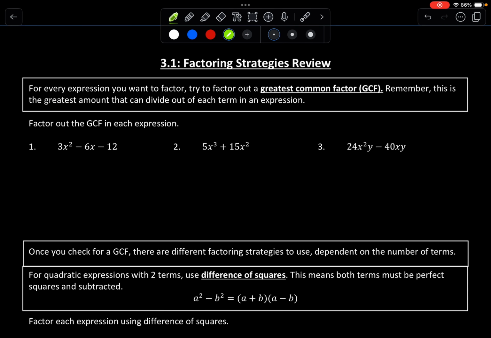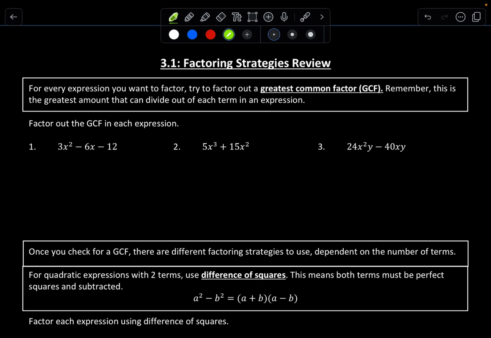All right, guys, we're going to take a look at the notes from section 3.1, Factoring Strategies Review. Maybe you've done some of this stuff in Algebra 1, but we're going to go over some of these things just as we start this new unit, which we'll need to know how to do some factoring.